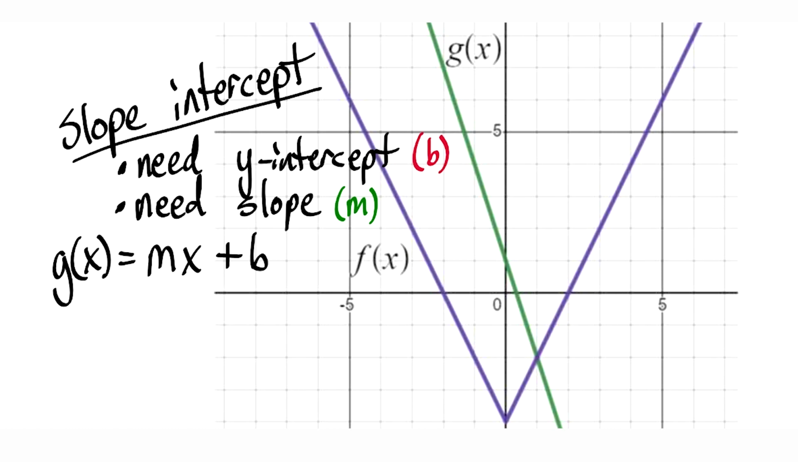All right, so I'm going to go to g of x. Our y-intercept is right here where it crosses the y-axis. So this is at (0, 1). So the value of b is just 1. And then the slope of the line is something known as rate of change. And in a line, we just call it slope.